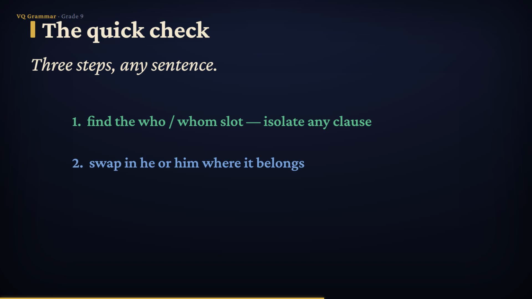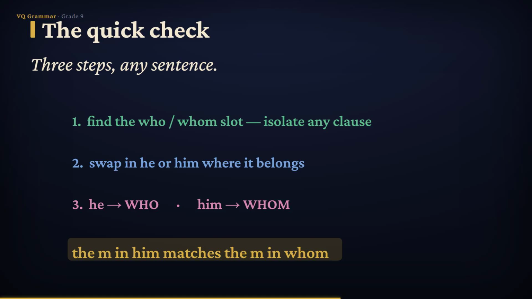Here's the whole lesson boiled into 3 quick steps you can run on any sentence. Step 1. Find the who or whom slot, and if it sits in a clause, isolate that clause first. Step 2. Swap in he or him, whichever one fits the slot naturally. Step 3. If he fits, write who. If him fits, write whom. And that last step is the one to burn into memory. The M in him matches the M in whom. Line those 2 up and you'll never guess again.